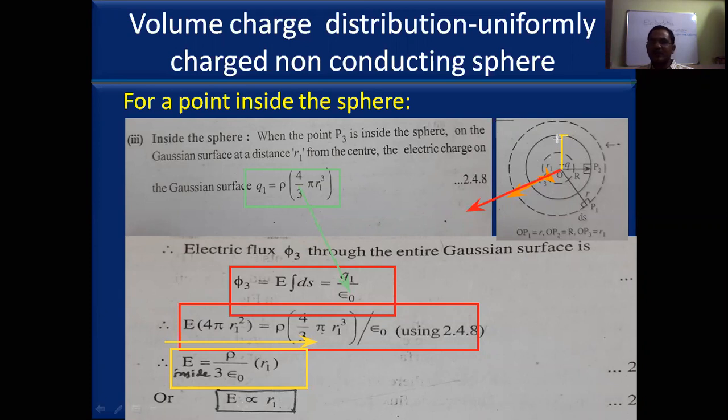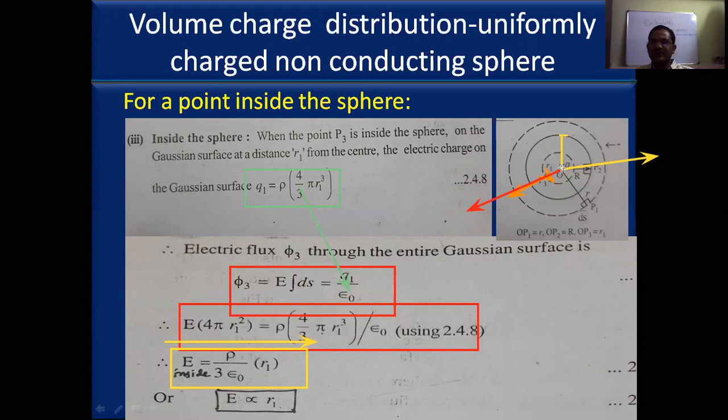That value, as already discussed, is 1 by 4 pi epsilon naught Q by capital R square. Similarly, as we move from the surface to outside points, E decreases. There we got the formula 1 by 4 pi epsilon naught Q by small r square. So for an outside point, E is inversely proportional to r square. On the surface, E is maximum, and that value is 1 by 4 pi epsilon naught Q by capital R square.